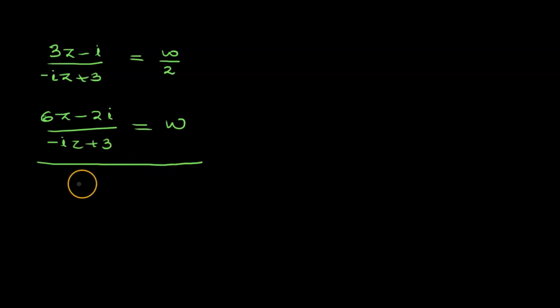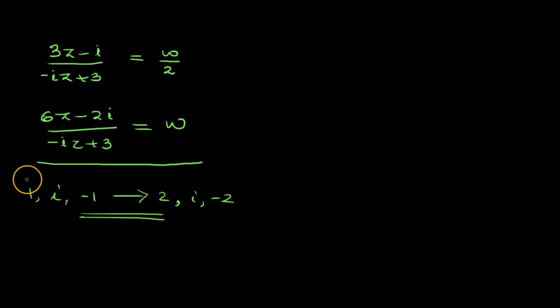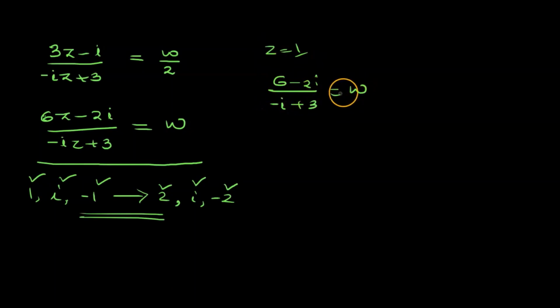So w is equal to 6z minus 2i divided by minus iz plus 3. Therefore, this is the required transformation, mapping 1, i, minus 1 to 2, i, minus 2. If you have any doubt, please substitute the values: z equal to 1, we get w equal to 2; substitute z equal to i, we get w equal to i; and substitute z equal to minus 1, we get w equal to minus 2. If you have any doubt, first substitute z equal to 1. So 6 minus 2i divided by minus i plus 3 is equal to w.